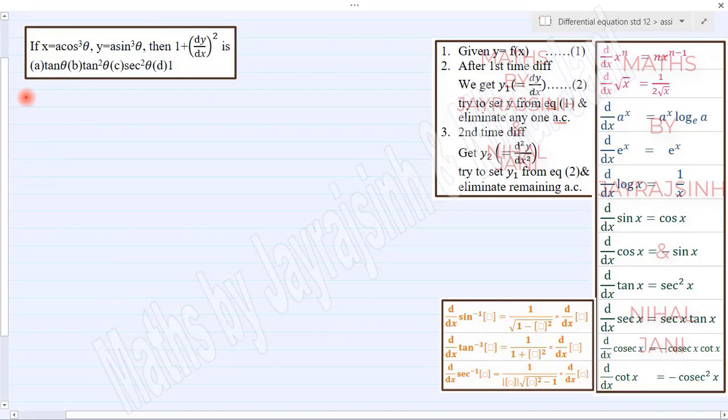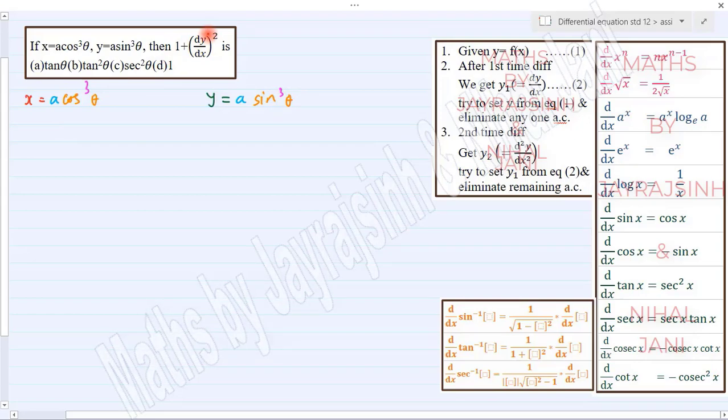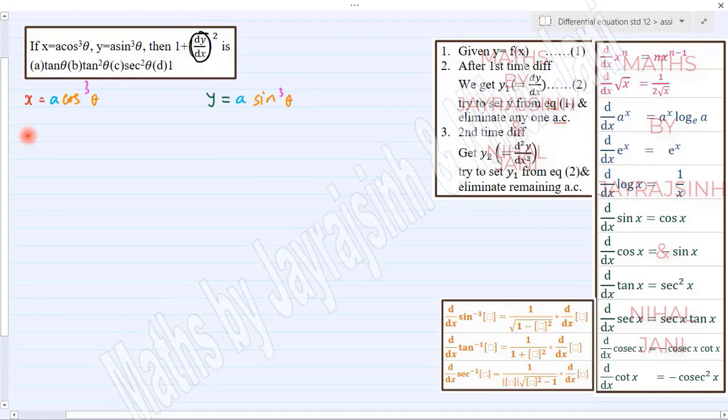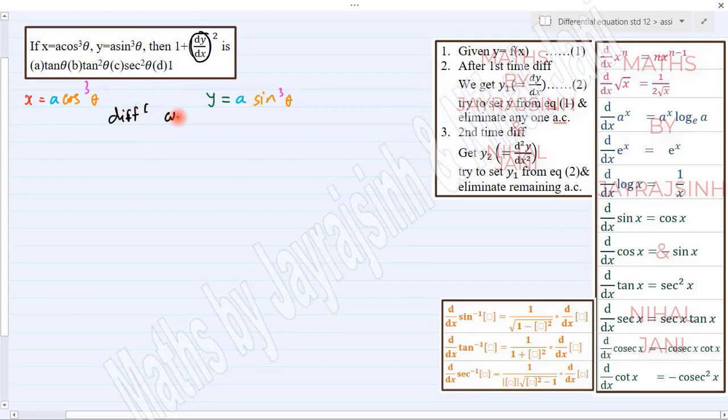In this question, we have x is equal to a cos cube theta and y is equal to a sin cube theta, and we have to find 1 plus dy by dx the whole square, and for that we need dy by dx. Here we have parametric equation. So to get dy by dx, we have to differentiate both our equations with respect to theta.